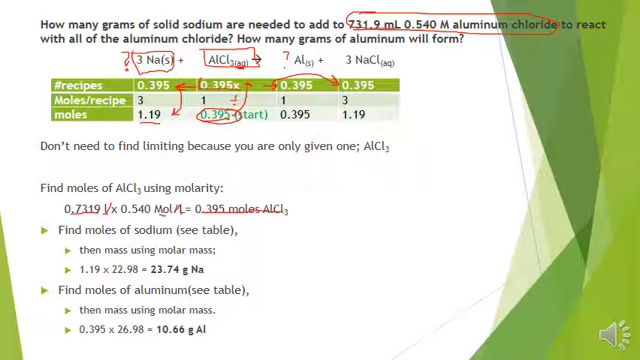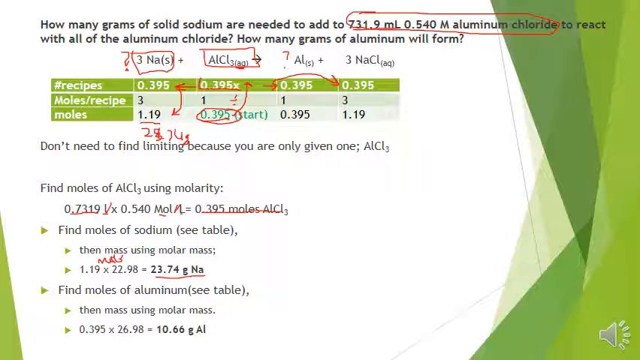All right, so what I do is I take the 1.19 moles. Okay, it's a solid, so I'm going to use molar mass, 22.98 grams per mole. And you end up with 23.74 grams of sodium. So what you'll need is 23.74 grams of sodium to react with 731.9 mL of 0.54 molar aluminum chloride.